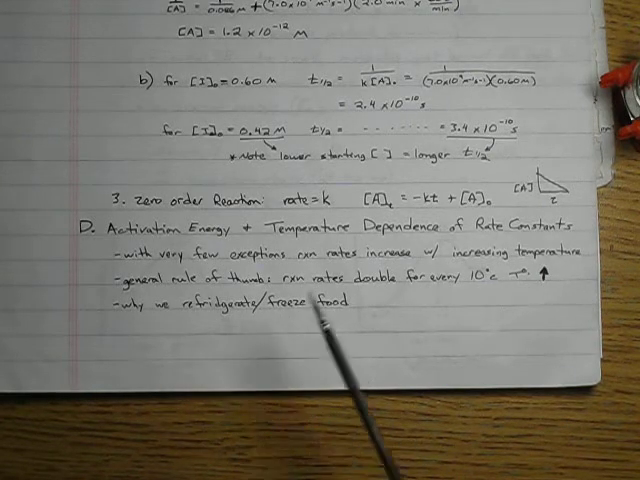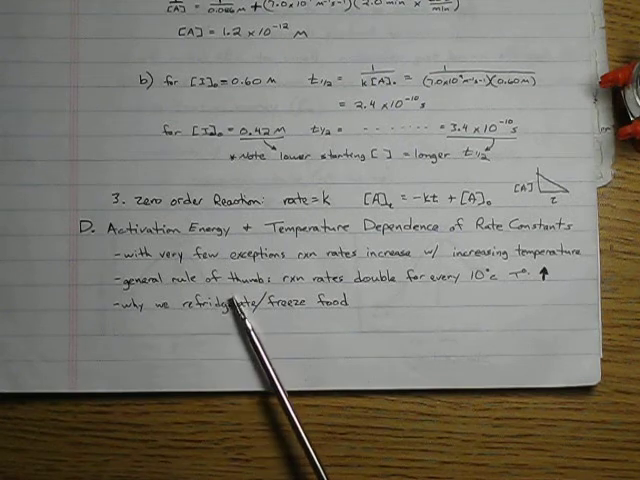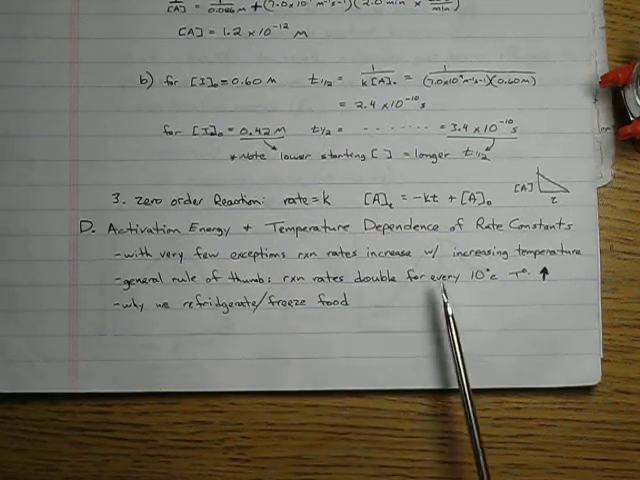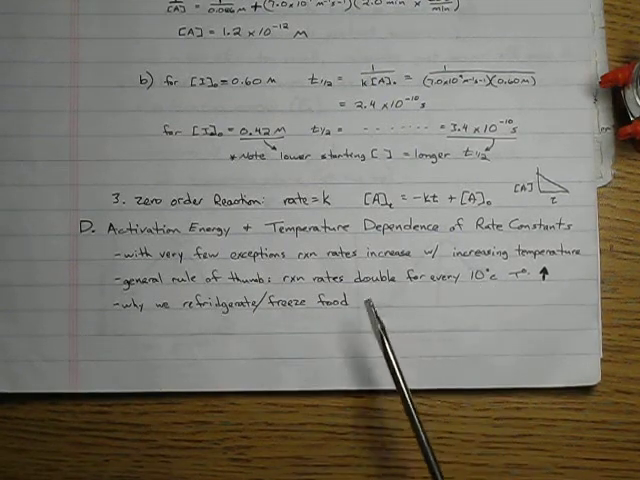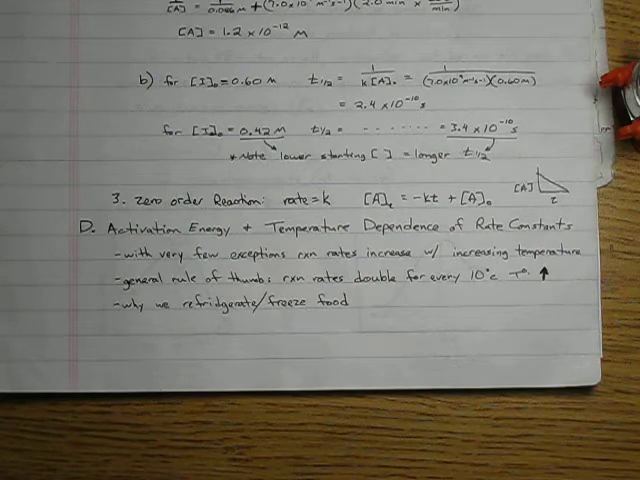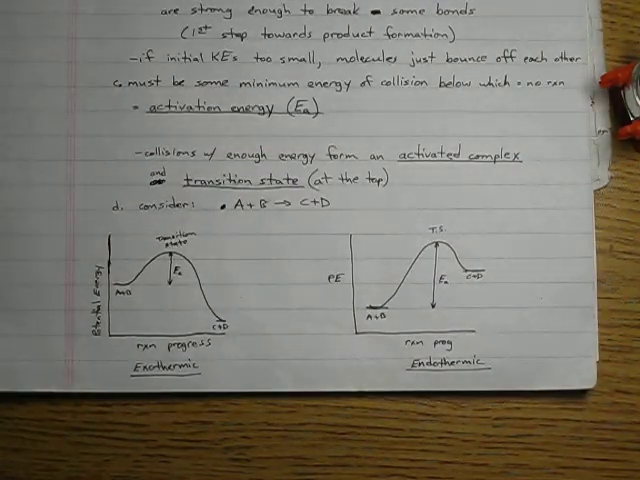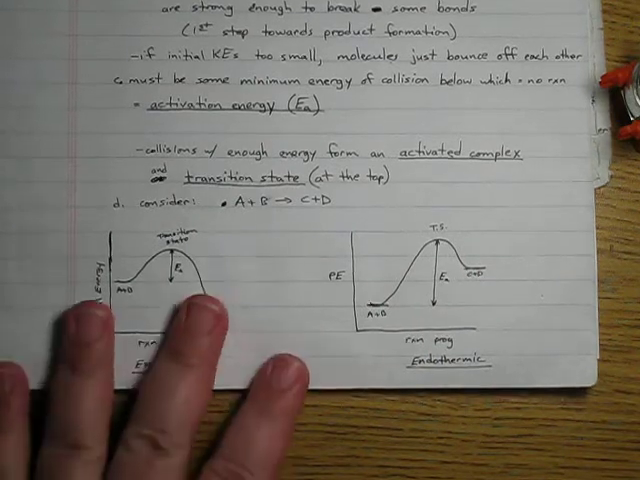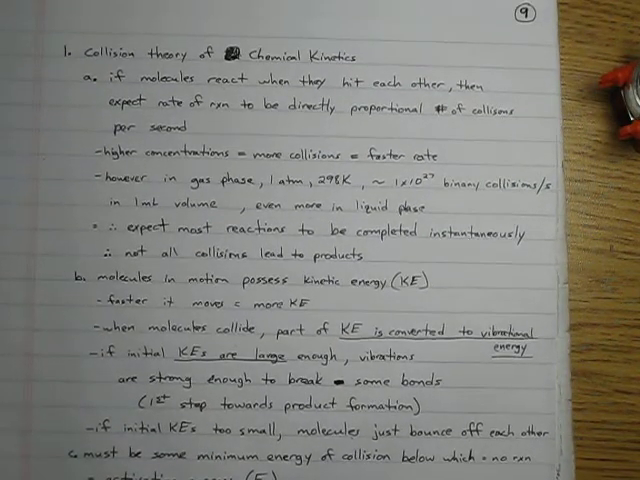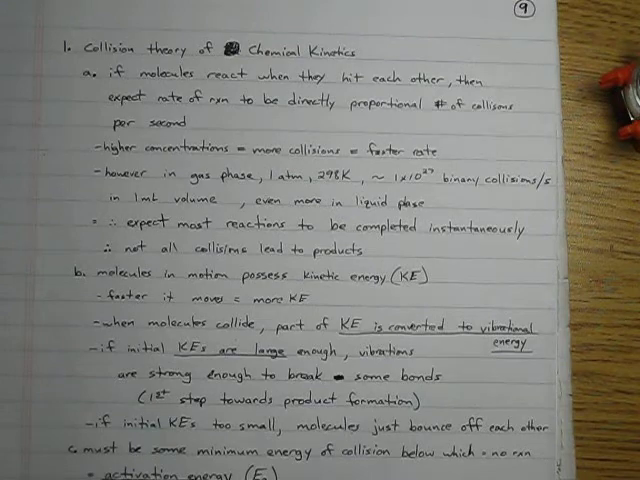But this is the deal, and this is just a nice general rule of thumb. For every 10 degrees you increase the temperature, the rate of the reaction is going to roughly double. Why is that, though? Well, here's the deal. We must look at the collision theory of chemical kinetics.